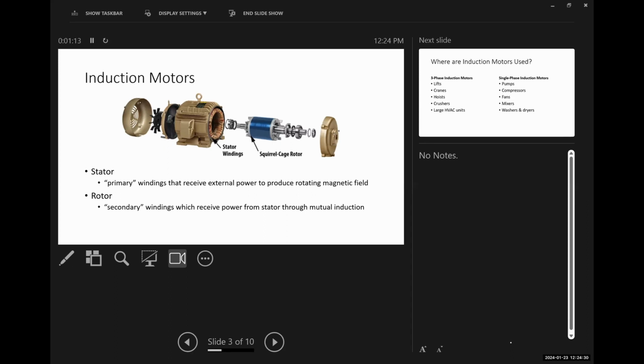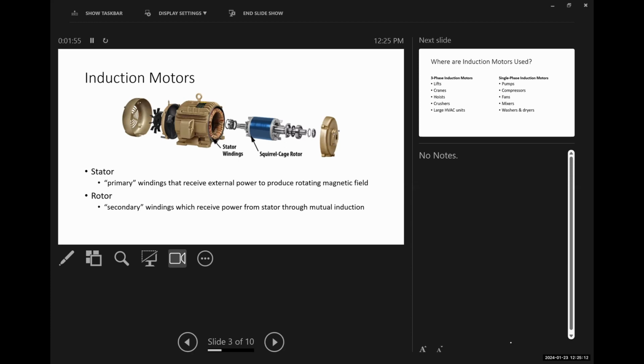Here's a picture of an induction motor. This is one of two different types of induction motors that we have, but because it's an electric machine, we have some stationary part, which is the stator, and some movable part, which is the rotor. Each of them has their own associated winding, so we're going to consider the stator to be the primary winding that receives external power to produce some amount of magnetic flux. And our rotor is our secondary winding, which receives its power from the stator through mutual induction. So effectively what we have here is a transformer.